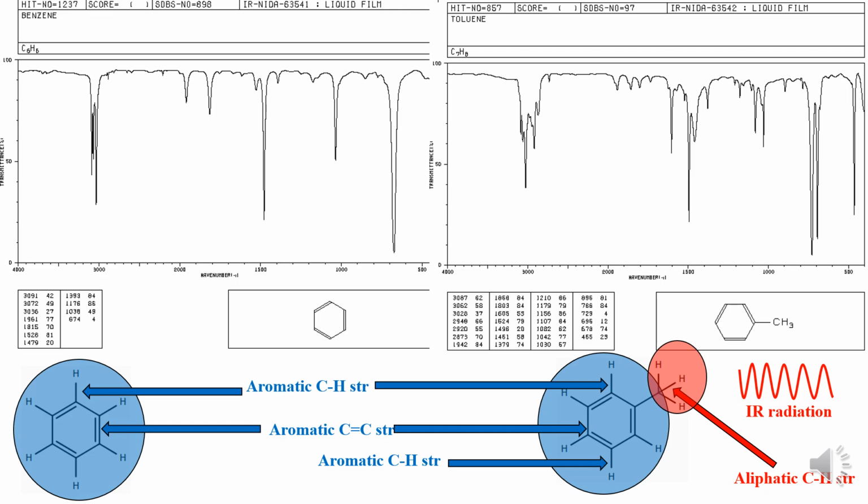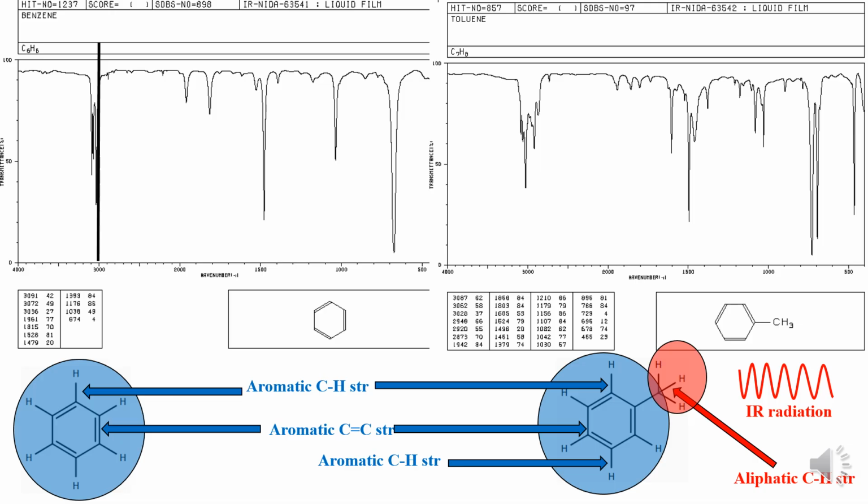When IR radiation impinges or strikes the bonds of these two molecules, the aromatic CH bond, the aromatic carbon-carbon double bond, and the aliphatic CH bond stretch at different frequencies, and hence they absorb at different frequencies of incoming IR radiation, resulting in the characteristic appearance of absorption peaks at respective wave numbers.